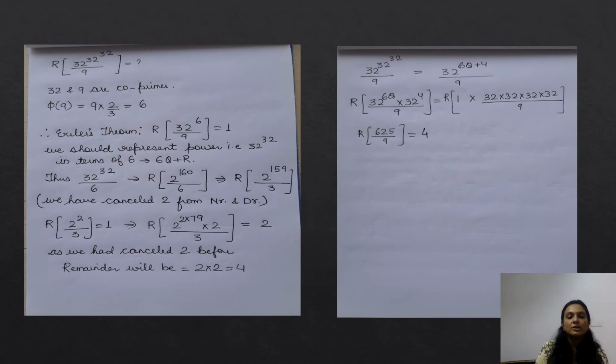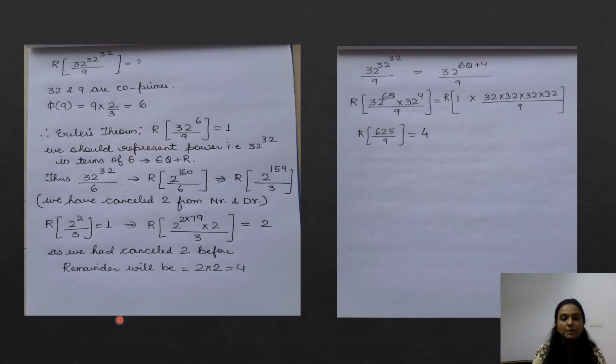Therefore, what are we trying to do? We have taken the power, 32 power 32, and we have divided by 6. 32 is 2 power 5. Therefore, the remainder when 2 power 160 is divided by 6. You can see there is a number common between numerator and denominator. We have cancelled it. So you will see the remainder when 2 power 159 is divided by 3.